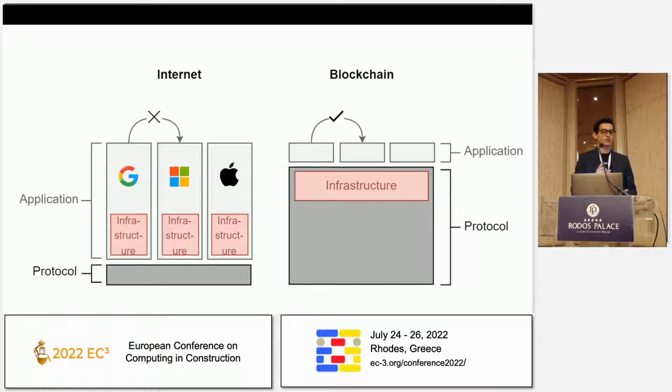With the internet, it's stored in the application layer, and each technology vendor has its own infrastructure, which makes interoperability extremely difficult between them. In the blockchain, this is stored in the protocol layer, which makes it very easy for applications to interoperate because they all share the same infrastructure.